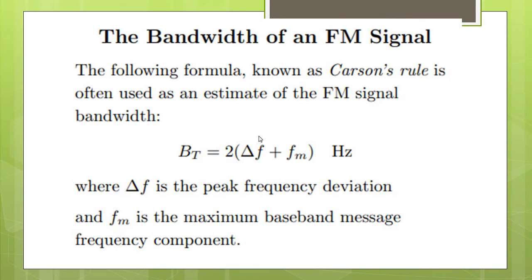So to calculate the bandwidth of an FM signal, we can use the formula which is known as Carson's rule. According to Carson's rule, the bandwidth of an FM signal is equal to twice the sum of the frequency deviation plus the maximum frequency present in the message signal. So here delta f is known as the maximum frequency deviation, and f_m is the maximum frequency present in the message signal or the modulating signal.